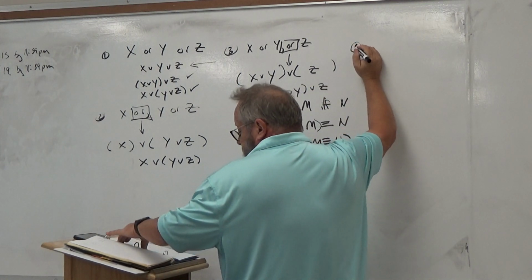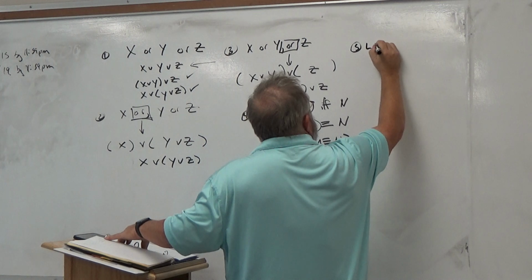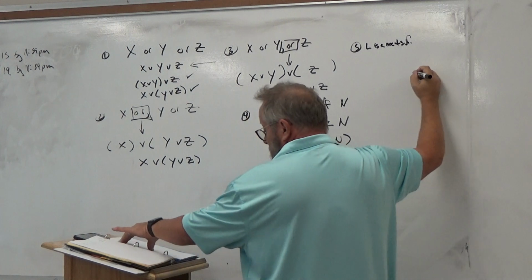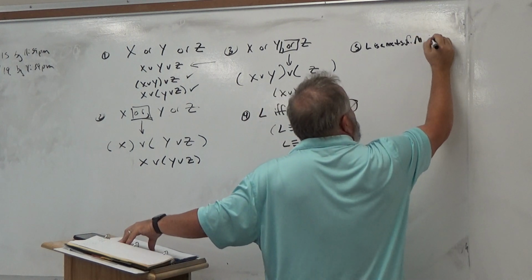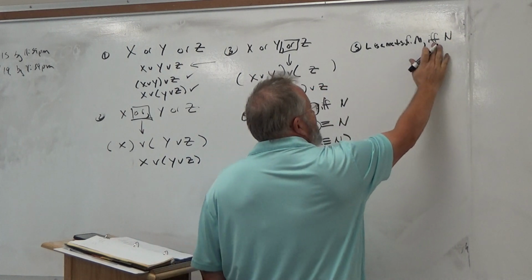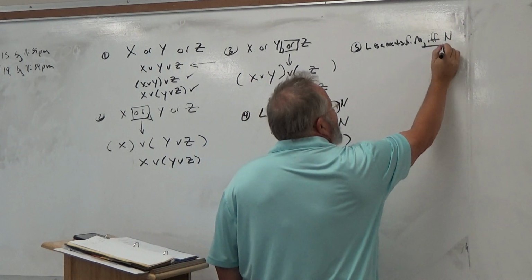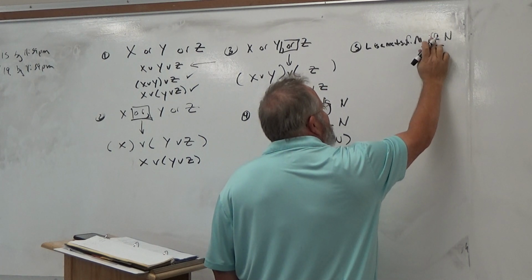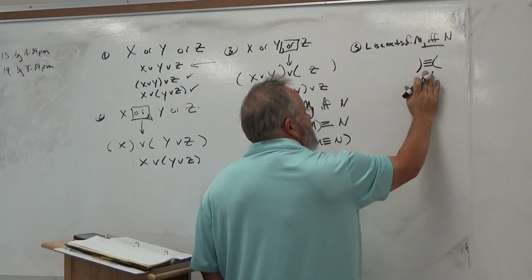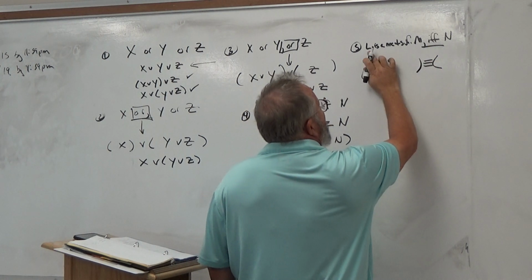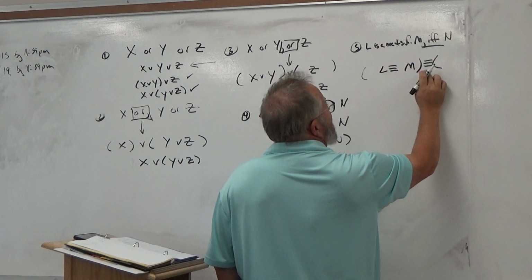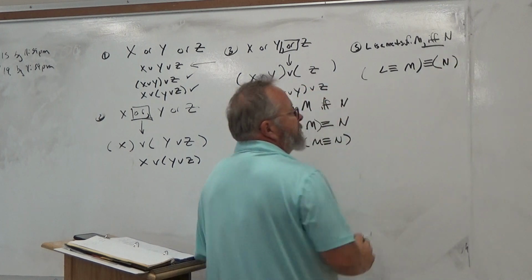5. L is a necessary and sufficient condition for M, comma, if and only if, N. Okay, well this is a biconditional and that's a biconditional. Comma, if and only if, tells us that this is the main operator. So I'll do that to make sure that this is the main operator. L is a necessary and sufficient condition for M, if and only if, N.